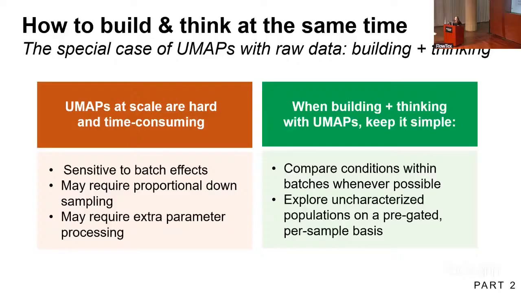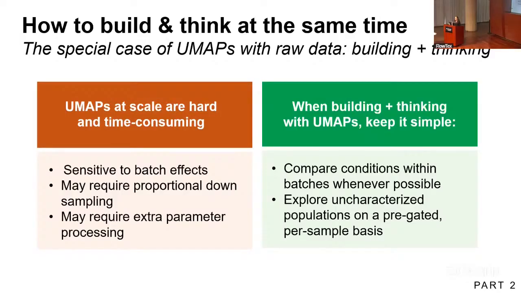Also, you have to think about things like proportional downsampling. You should be comparing apples to apples, 100,000 cells from this sample and 100,000 cells from that sample if you're trying to be even remotely quantitative about it. And it may also require parameter processing. Like if you acquired the data under APC-H7 or APC space H7, it is just very difficult to do.